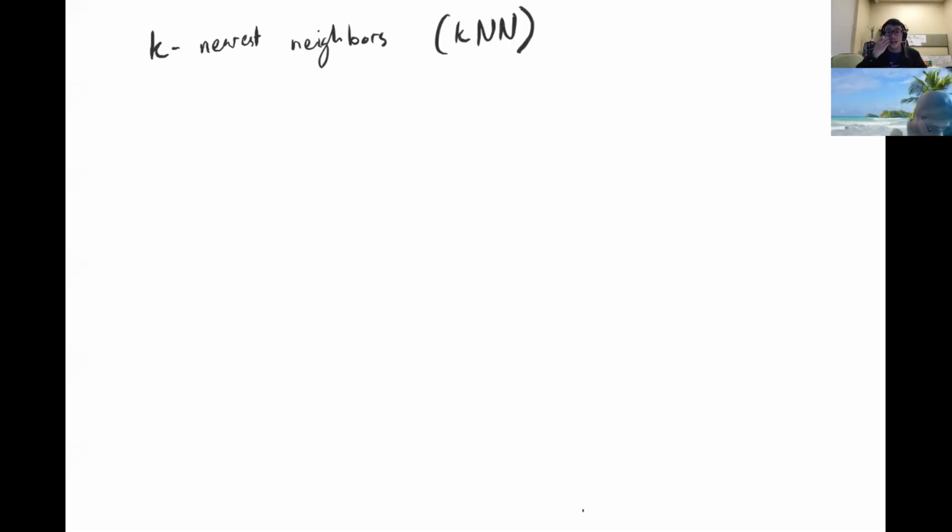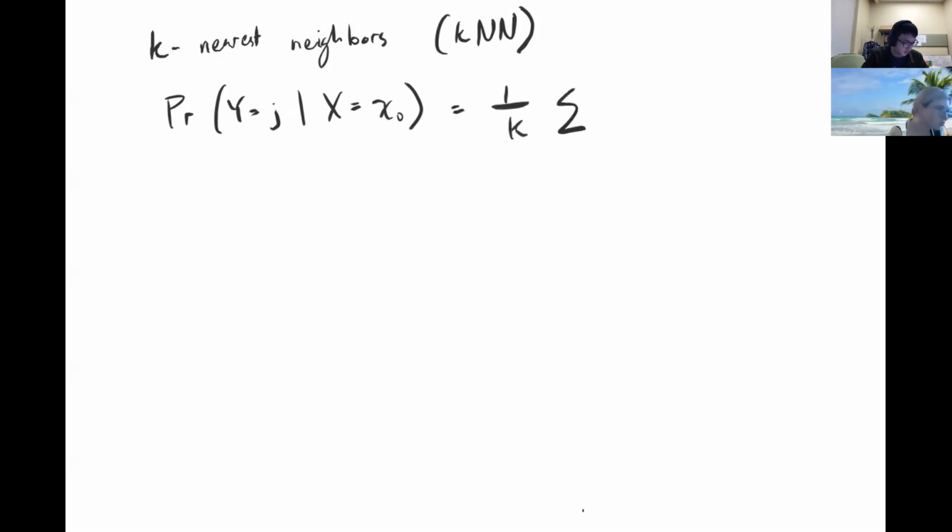All right, let's talk about K nearest neighbors, also known as KNN. I'm going to just write out the equation, which honestly is just strictly for reference. I think that there's much better ways to understand what's going on here than looking at this equation.